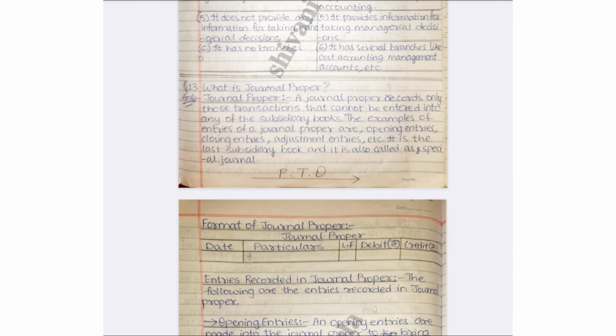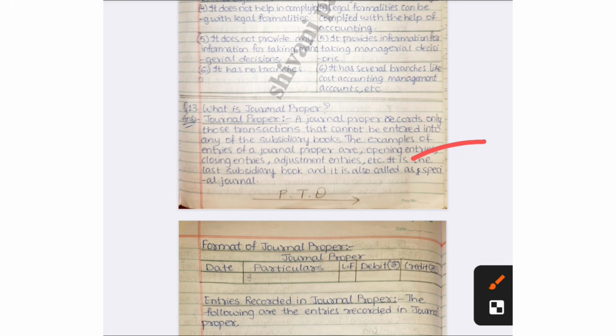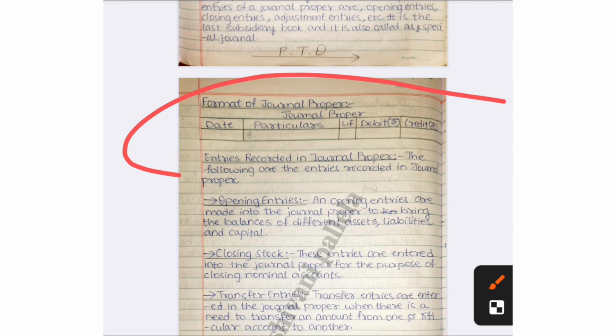Clear? Next, you are having the general proper, most important one for 4 marks. General proper is where whatever transactions you are having that do not fit any subsidiary books will be entered. Whatever the opening entries, closing entries, and adjustment entries you are having, such kind of things are called general proper. It is also known as special general. What is the pro forma of that? Date, particulars, LF, debit and credit.